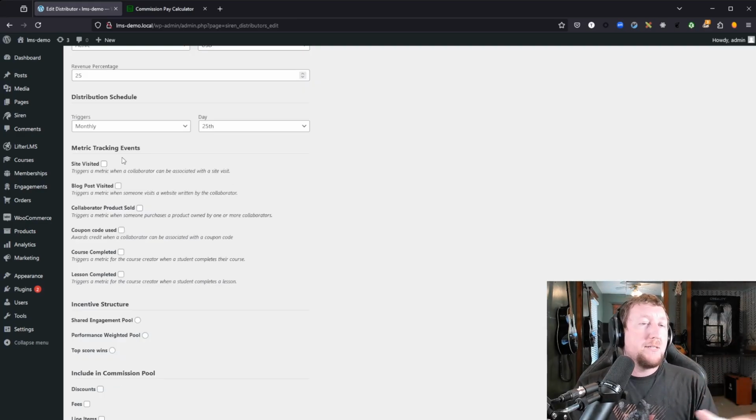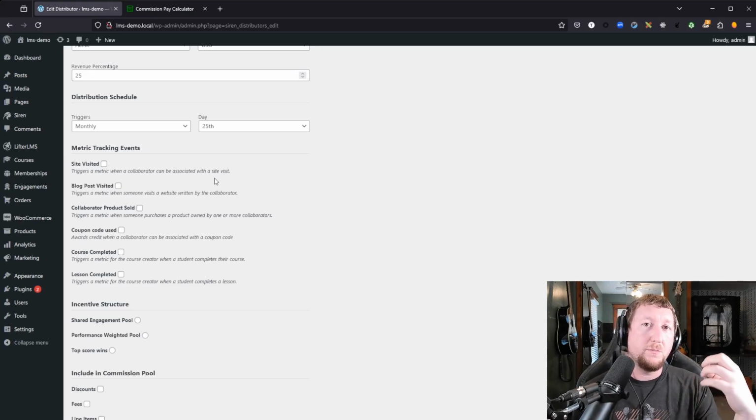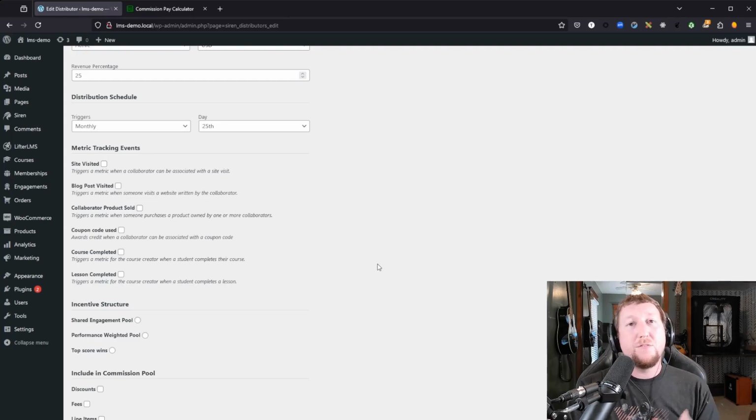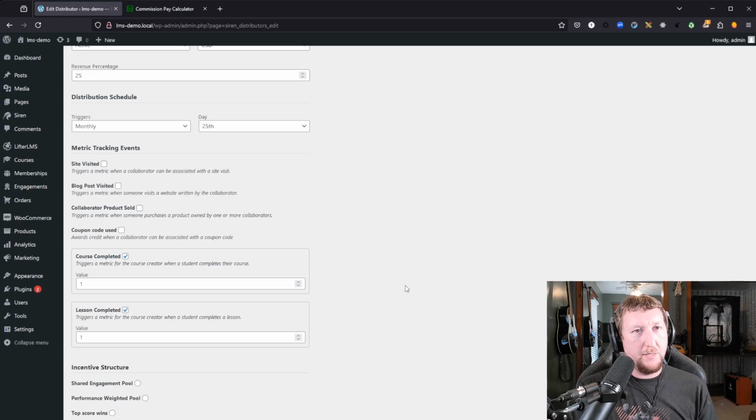As for the metric tracking events, this is the stuff that actually makes distributions work. What this does is, throughout the month, like I said, all these different events are going to be tracked, and we call them metrics in Siren. In the case of a course platform, we're going to want to track course completed and lesson completed. Anytime somebody completes a course or a lesson, we want to give the creator of that course credit.